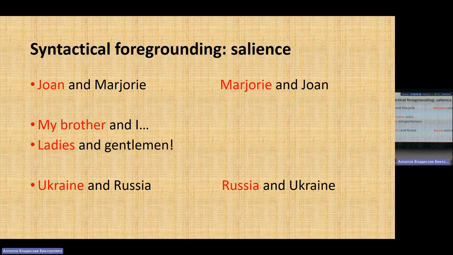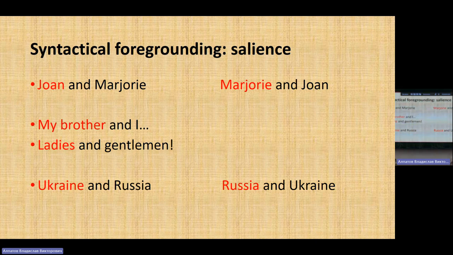This is a famous example from Romania Capson, which he quoted from some piece of literature, where two characters speak. One of them says, "Why are you saying Joan and Marjorie and not Marjorie and Joan?" And the other one says, "Well, because it sounds better." Well, if you try to pronounce it, Joan and Marjorie, or Marjorie and Joan, you'll see that Joan and Marjorie is better pronounced than Marjorie and Joan. And this foregrounds this word Joan.